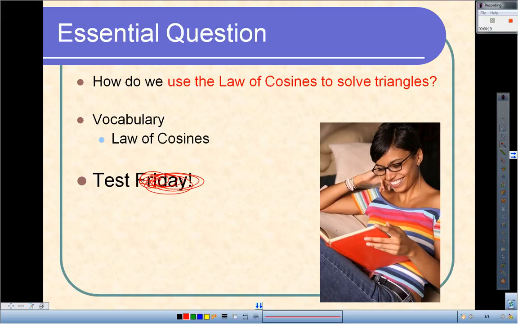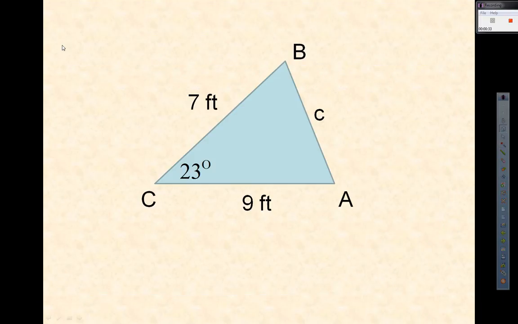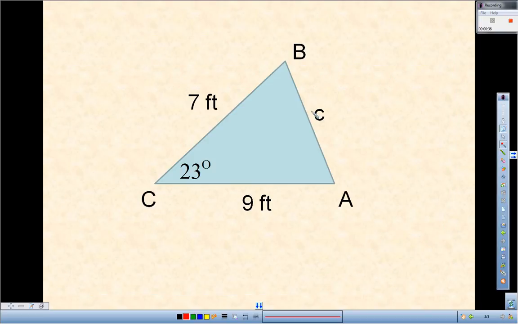So let's say that I gave you this problem. Let's say I wanted you to find the length of side C. And all I tell you is that side A is 7 and side B is 9 and angle C is 23 degrees. Well, the issue is I can't use the law of sines because I don't know any one of the angles that's paired with any of the given sides. I can't use the law of sines because I'm not given enough information. That's where the law of cosines comes into play.